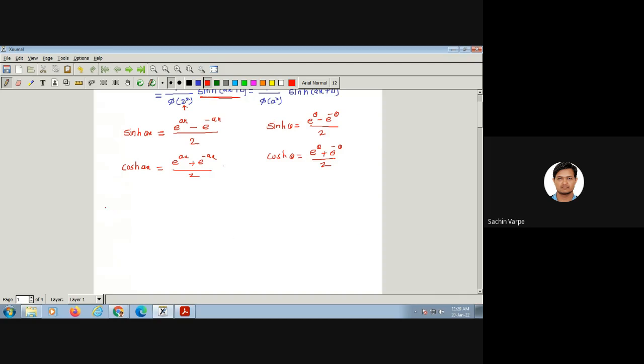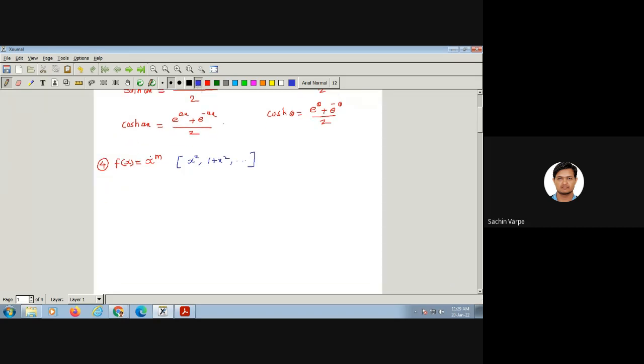Then the next is case number 4. If f(x) is a polynomial function. How are polynomial functions? Like x square and x cube and 1 plus x square and 2 plus x cube, like this, right? So these are all the polynomial functions. So if your f(x) is a polynomial function, then to find the particular integral, PI equals 1 upon phi of D, f of x. So here f of x is x raised to m.